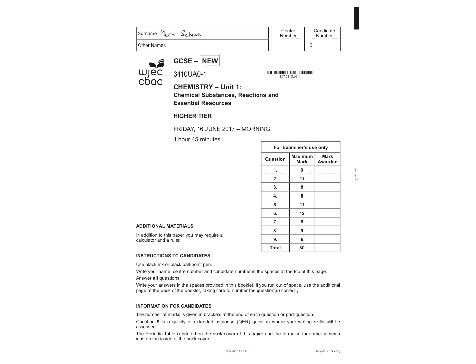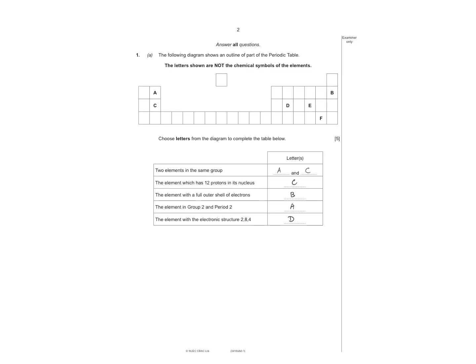Today we're looking at the Triple Award paper for 2017 and it's a higher tier paper. So the following diagram shows an outline of part of the periodic table and the letters shown are not the chemical symbols of the elements.